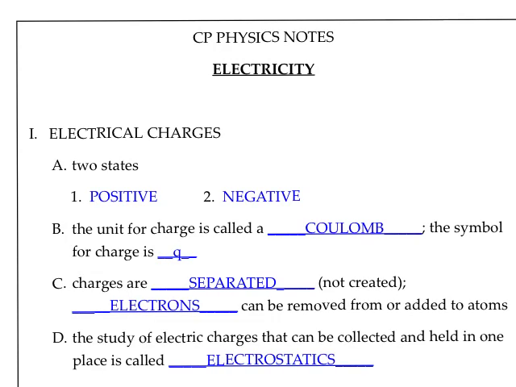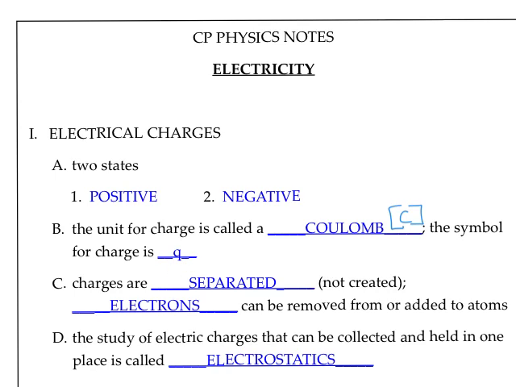Welcome back to physics. Now we are going to start learning about electricity. So we're going to start out with just the basics. Electrical charges have two states, positive and negative. The unit for charge is called a coulomb, and you will see that abbreviated with a capital C. And then the symbol for charge is a lowercase q. So this is the letter that you will see in equations to represent a charge.